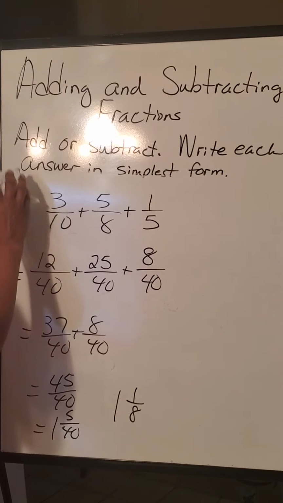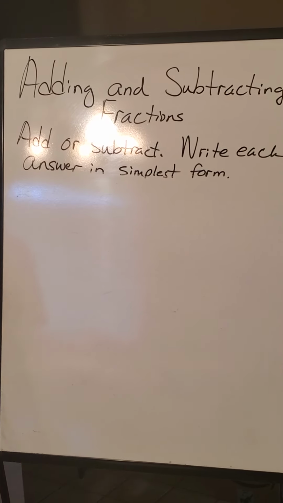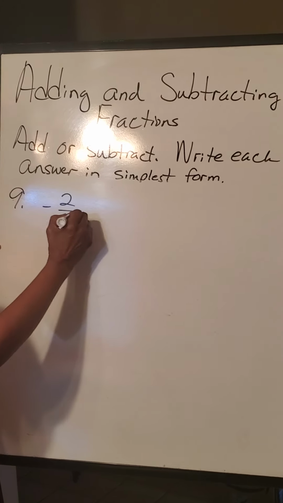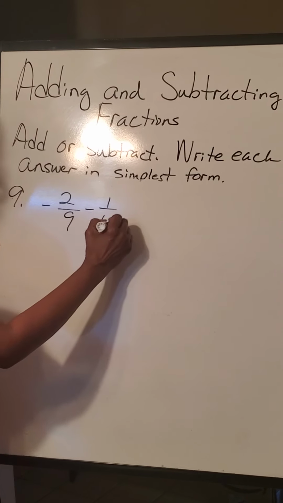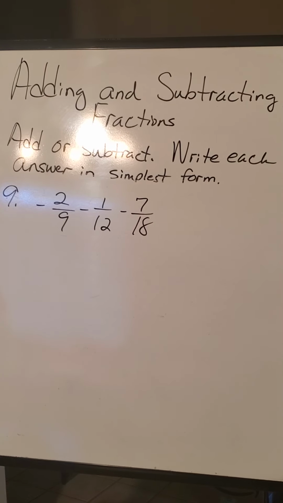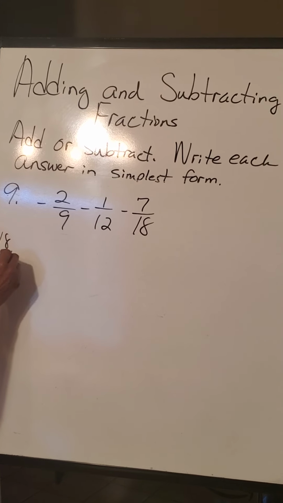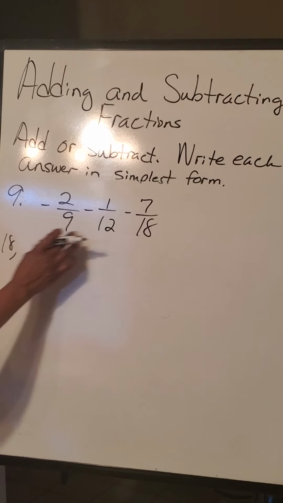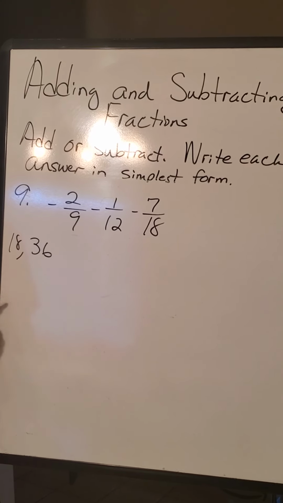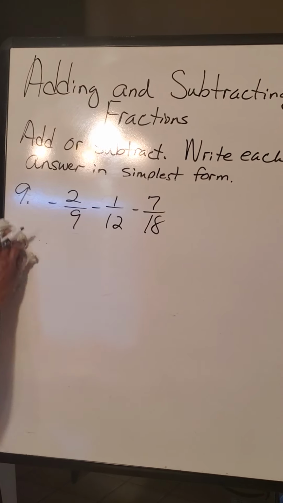And the last example, example 9. As I look at problem number 9, I see a -2/9 minus 1/12 minus 7/18. So let's count by 18. I always start with that largest denominator. I get an 18. Well, 9 will go into 18, but 12 won't. Then I get a 36. Well, 9 times a number gives me 36. 12 times a number gives me 36. So my least common denominator is 36.